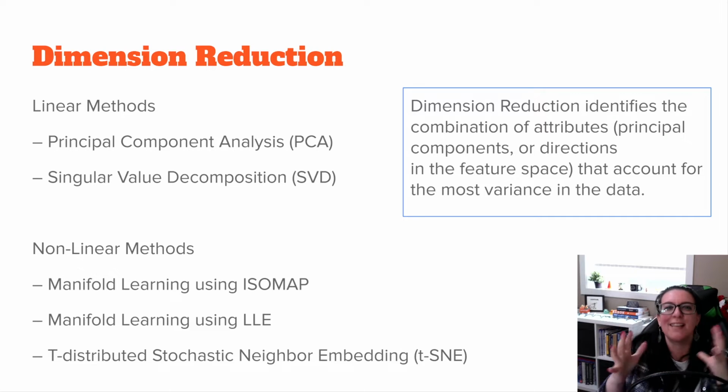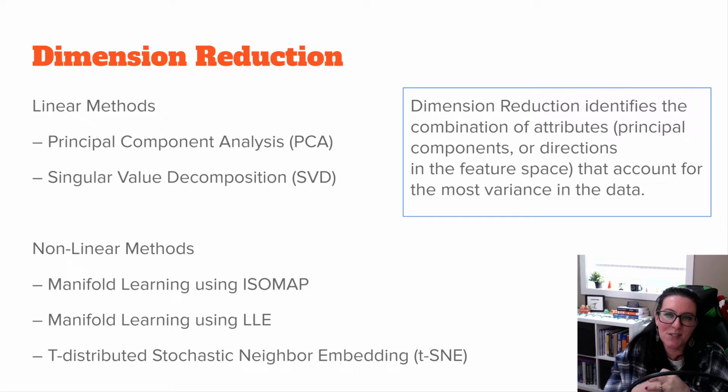So we're reducing the dimensions. We don't need as many different variables because we're creating these basically formulas from the existing variables, these new forms of them that summarize all the variability in the data. That's what dimension reduction is.